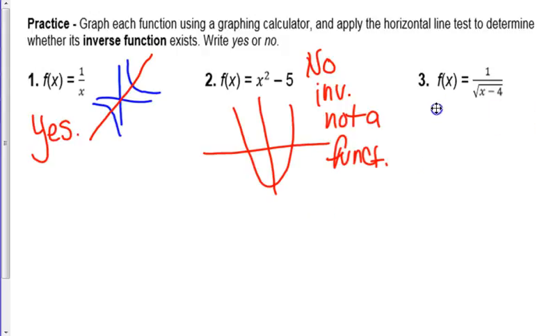All right, this is a weird one. I typed it in my calculator and I got a graph that looked like this. What do you think? It's kind of hard to tell if it passes the vertical line test, but if you did trace out to the right, the y values don't stay the same at any point. They continue to get smaller and smaller. So it does pass the horizontal line test. So yes, the inverse would be a function.